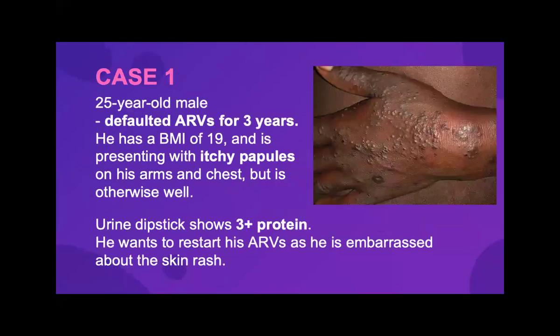So our first case, we have a 25-year-old male who defaulted his ARVs 3 years ago. He has a BMI of 19. And is presenting with itchy papules on his arms and chest, but is otherwise well. On urine dipstick, he noted 3+ protein. The patient is keen to restart his ARVs as he's embarrassed about his rash.